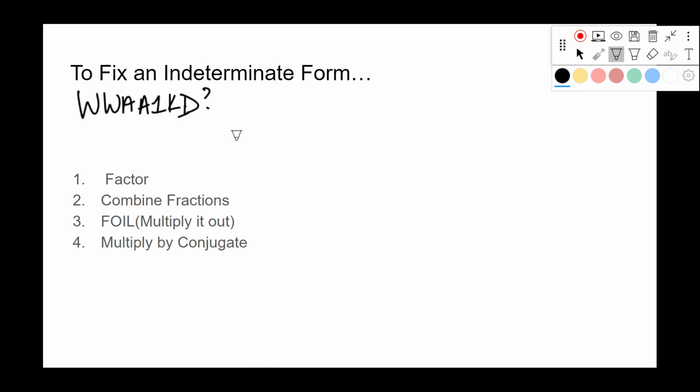So Algebra 1 kids know how to factor. They know how to combine fractions. They know how to FOIL, multiply things out. They know how to multiply by a conjugate. They know a lot of algebra. And those are some of the techniques that you can use to get yourself out of an indeterminate form. All right, so let's try a couple more here.